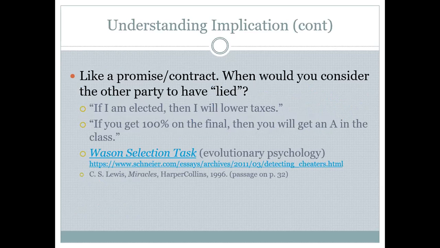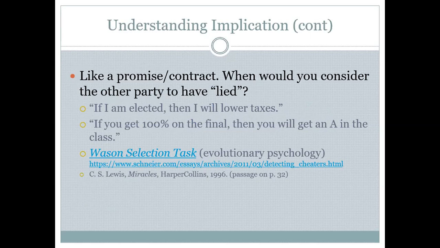I don't know if I'm going to go through this exercise, maybe on Wednesday or something. But here are some examples. If I'm elected, then I will lower taxes. When would you consider me to have lied? Right, if I got elected and then didn't lower taxes, that makes sense? That's the only time you consider me to be a liar.